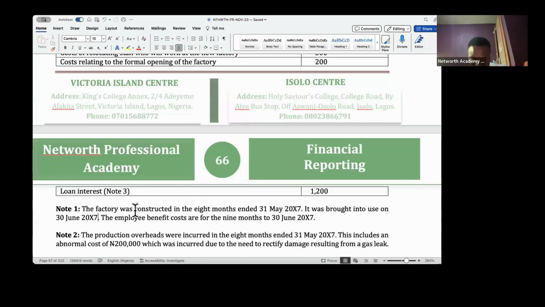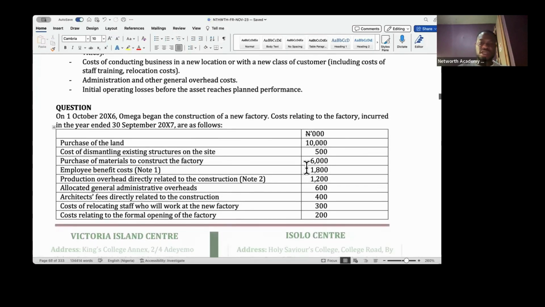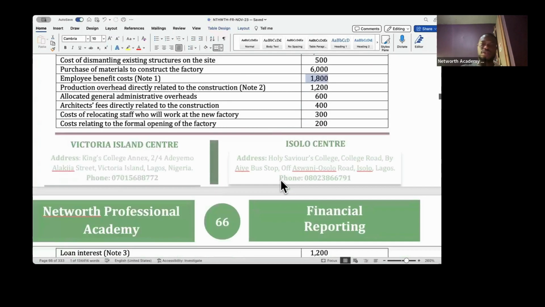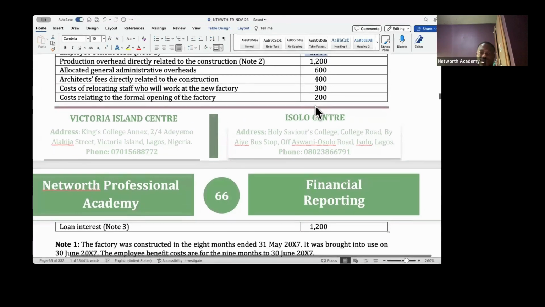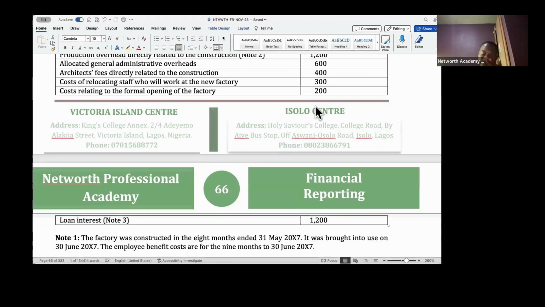Meaning that it took them 8 months to construct the factory. So the asset, the factory, was already complete as of May 2007, but they started using it in June. They now said the employee benefit cost is for 9 months. So I think they are trying to tell us something here. Are we capitalizing the whole of this 1.8 or a portion of it? And if it's a portion, how much?